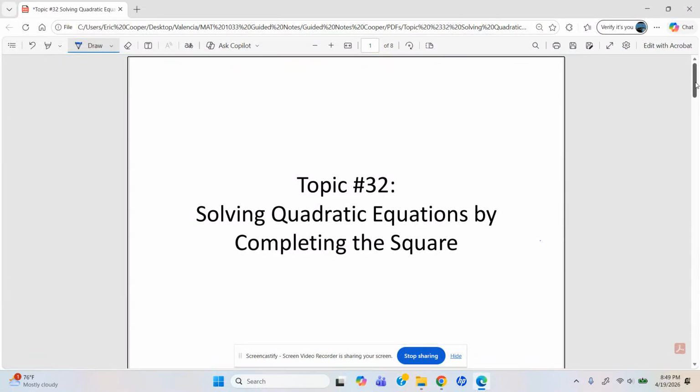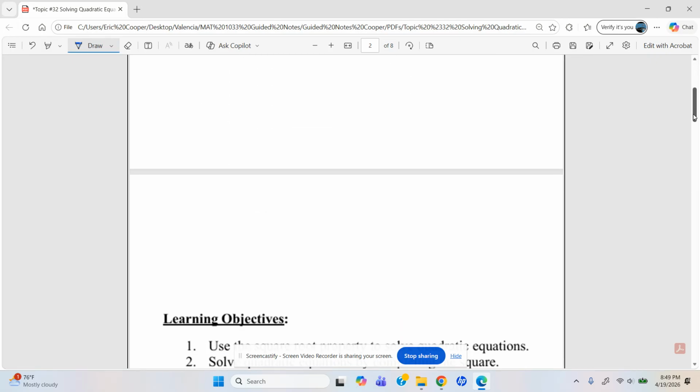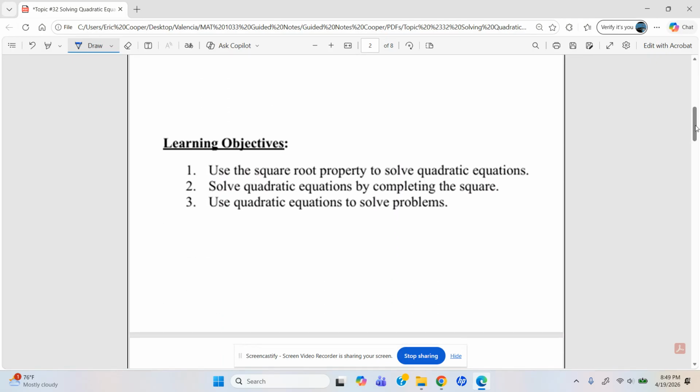Hi everybody, welcome to topic number 32, solving quadratic equations by completing the square. In this video, we'll show you how to use the square root property to solve quadratic equations, which will lead us to solve quadratic equations by completing the square, and we'll solve quadratic equations and some problem solving.